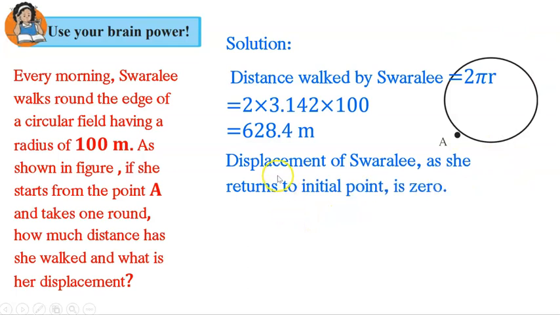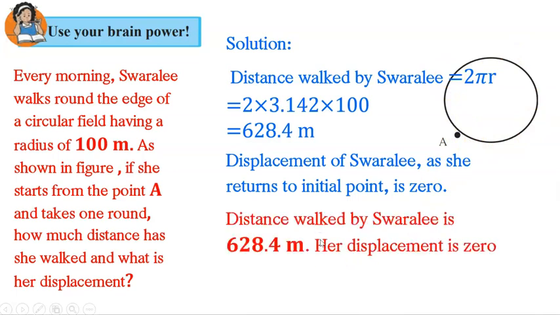Now the displacement of Swarali, as she returns to her initial point. She started from A and comes back to A only. Therefore the displacement of Swarali, as she returns to the initial point, is 0. Therefore the distance walked by Swarali is 628.4 meter and her displacement is 0. Okay, now next.